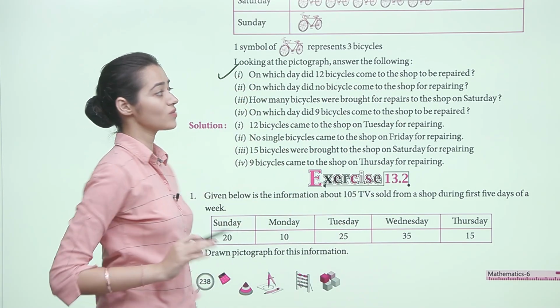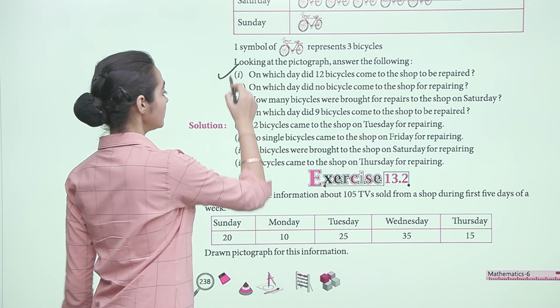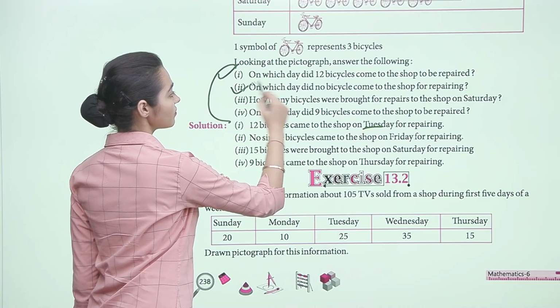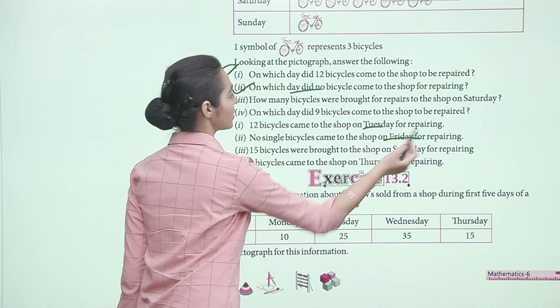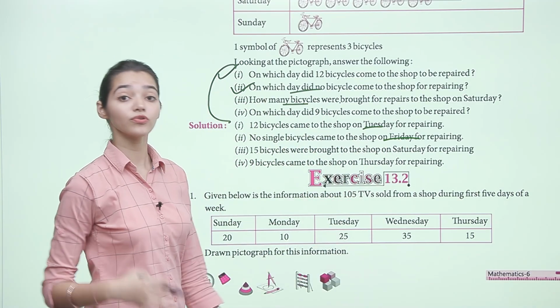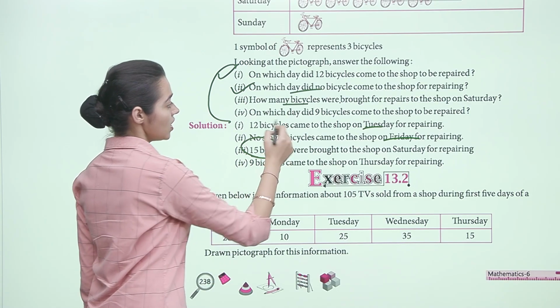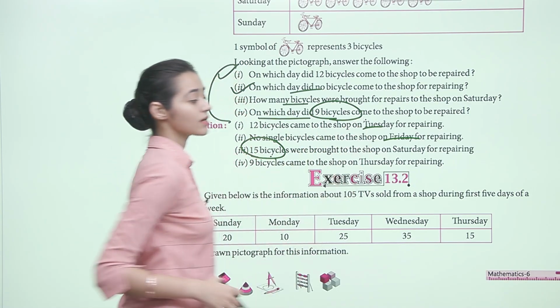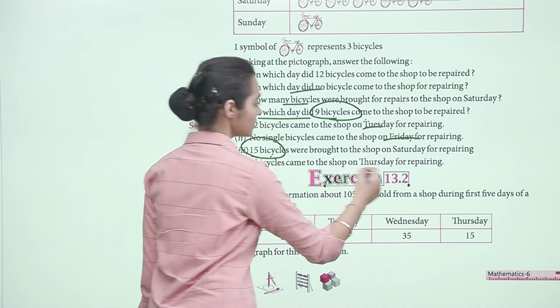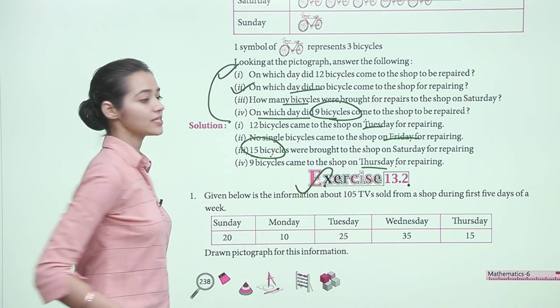First, on which day did 12 bicycles come to the shop to be repaired? That is Tuesday. On which day was no bicycle repaired? Friday. How many bicycles were brought for repair on Saturday? That is 15. On which day did 9 bicycles come to the shop to be repaired? That is Thursday. Now let's start with exercise 13.2.